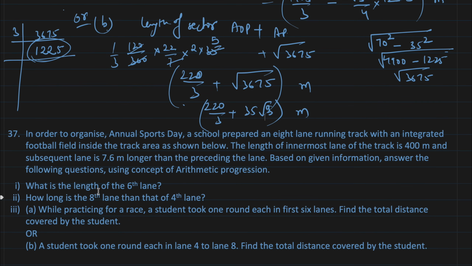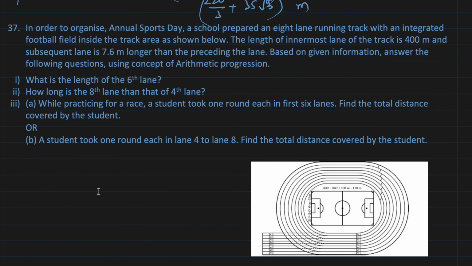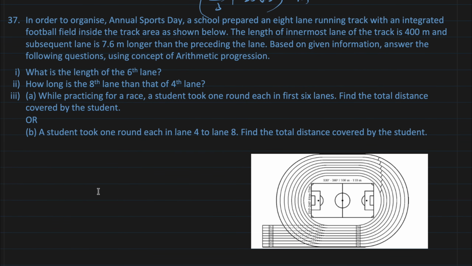Okay, now let's move to the 37th one. In order to organize annual sports day, a school prepared an 8-lane running track with the integrated football field inside the track area as shown below. The length of the innermost lane of the track is 400 meter and each subsequent lane is 7.6 meter longer than the preceding lane. Based on the given information, answer the following questions. Use the concept of AP, arithmetic progression here. What is the length of the 6th lane? So let's begin with the AP.